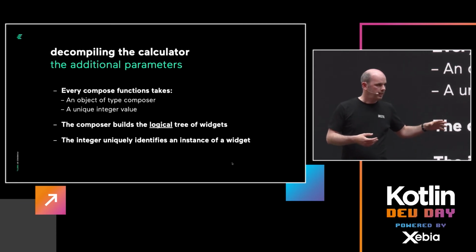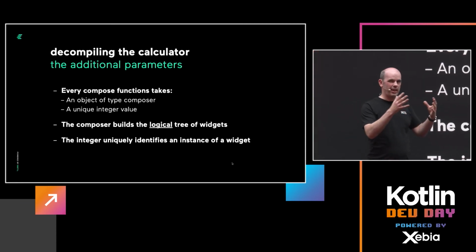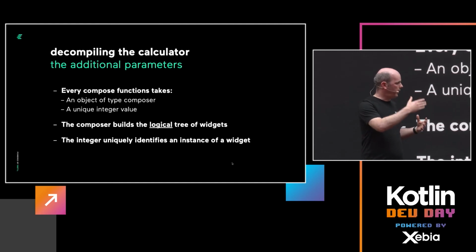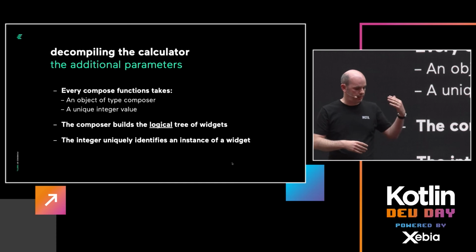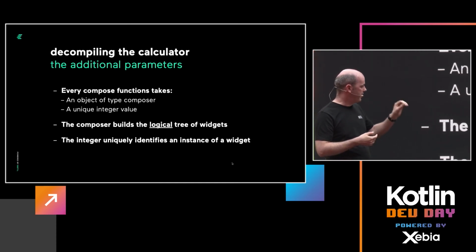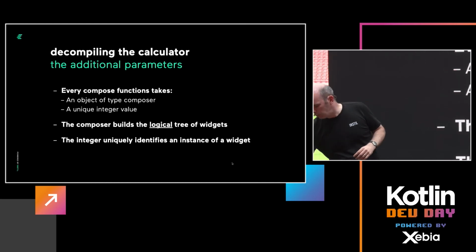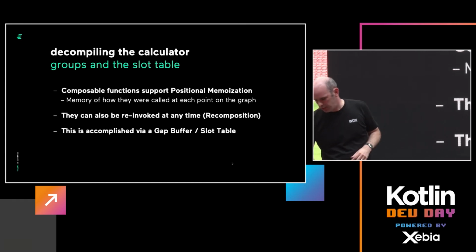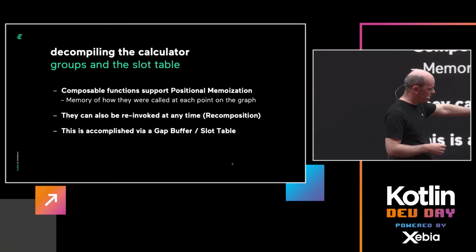The unique ID and unique integer value is the thing that identifies which one it is. So we could have multiple text boxes with the same values, but the ID that the Compose plugin applies allows us to identify the correct one. And where it puts it is to a thing called a gap buffer or a slot table.